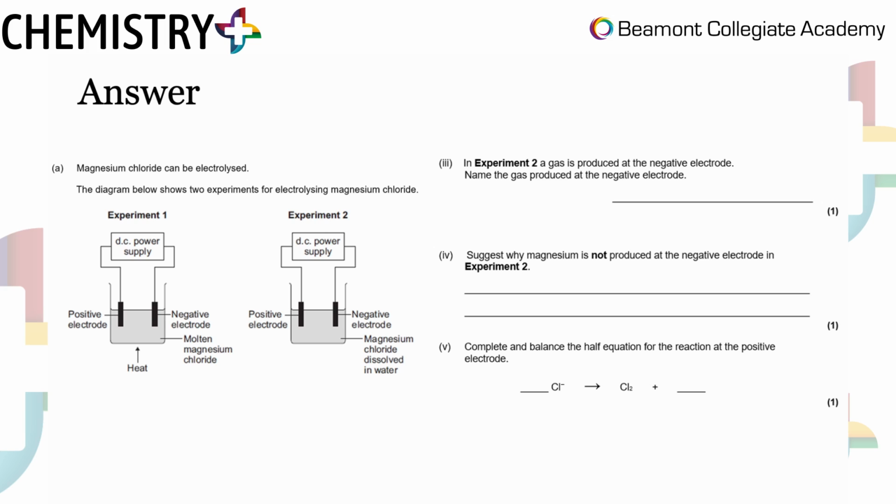These questions are focusing on experiment 2. Experiment 2 involves an aqueous solution, magnesium chloride dissolved in water. I know that magnesium is more reactive than hydrogen, so hydrogen is going to be formed.